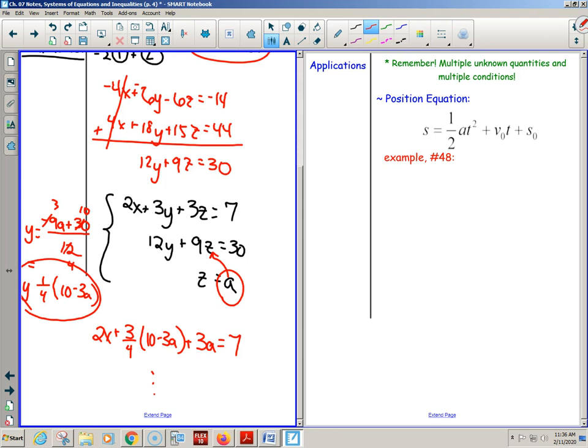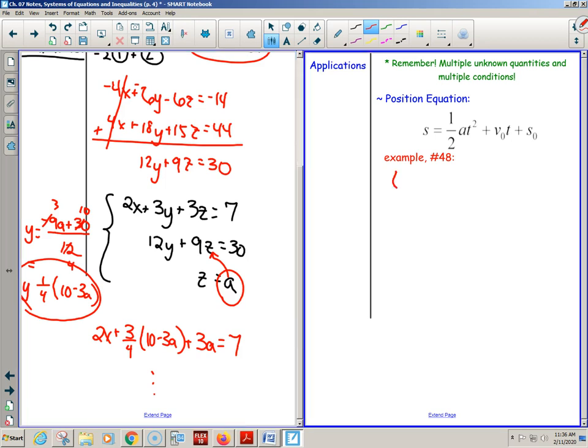But in number 48, they give us clues like, hey, when T is 1, S is 132. When T is 2, after 2 seconds, it's 100 feet in the air. And after 3 seconds, it's 36 feet in the air. So all of these are for, hey, you're being given T's and S's, technically S of T's. So once again, S is like your Y, these are like your X's.